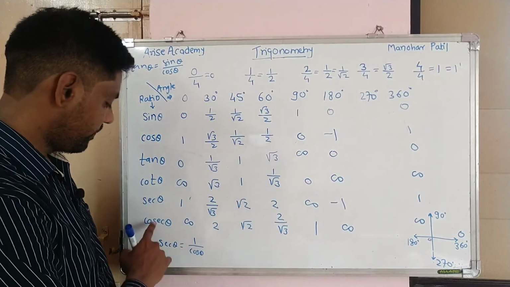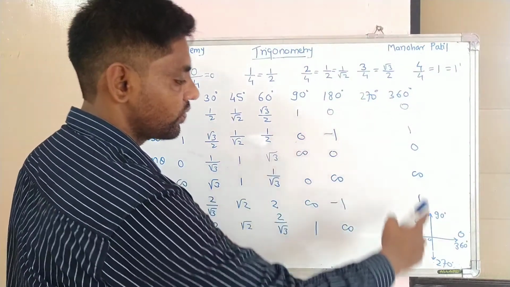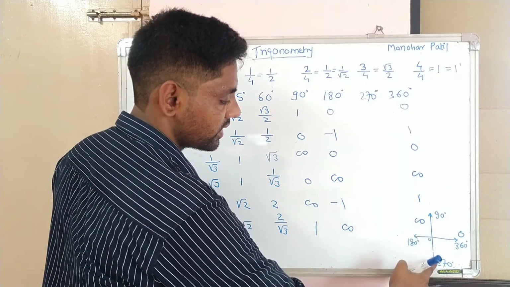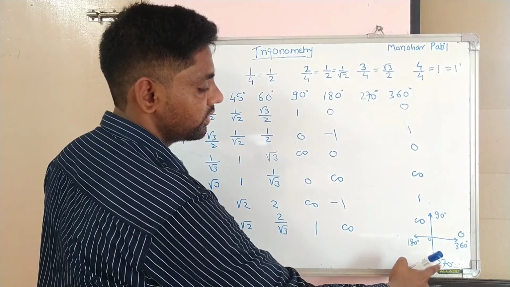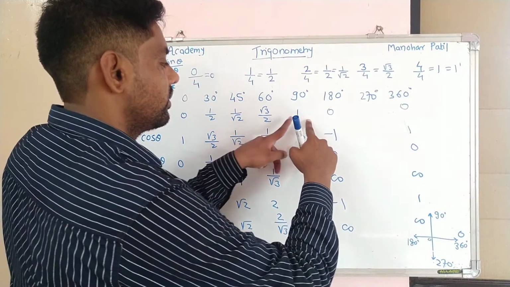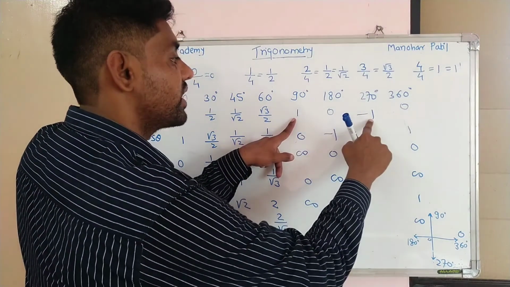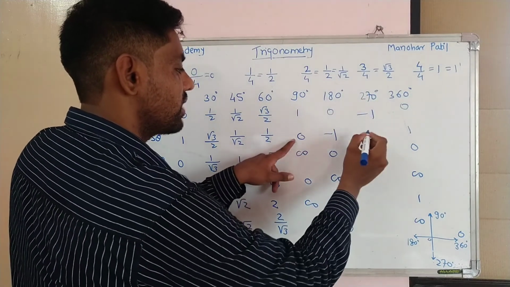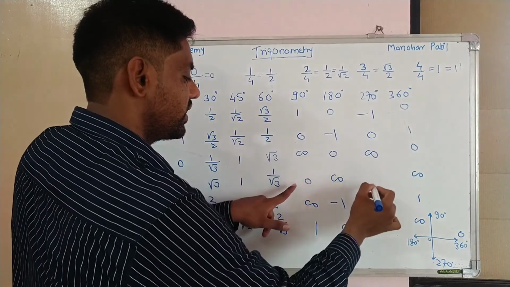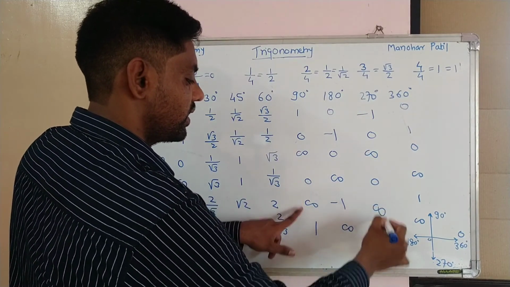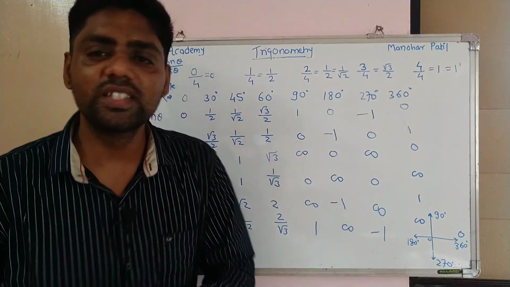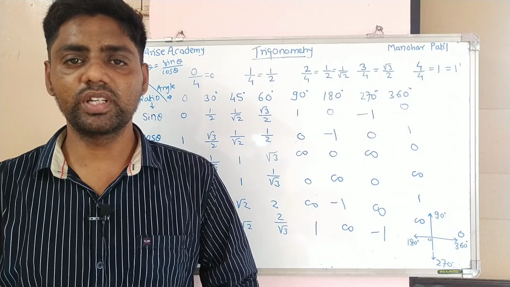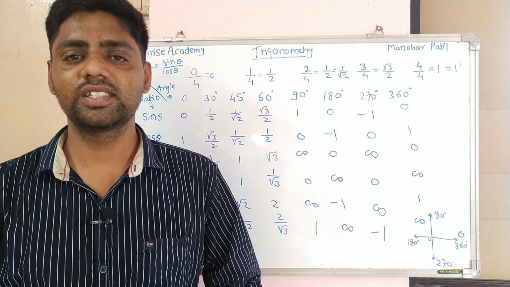Next, for 270 degrees. From the diagram we can see that 90 degrees and 270 degrees lie on the same line but in opposite directions. So we take the same values as for 90 degrees and only change the sign: 1 becomes minus 1. In such a way you can find the principal values for all trigonometric ratios. Thank you very much.